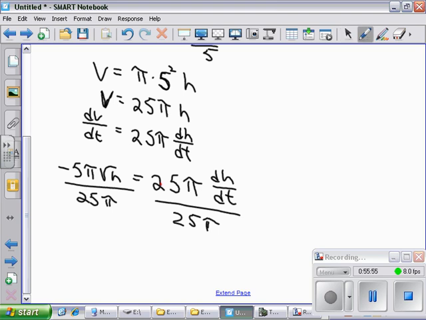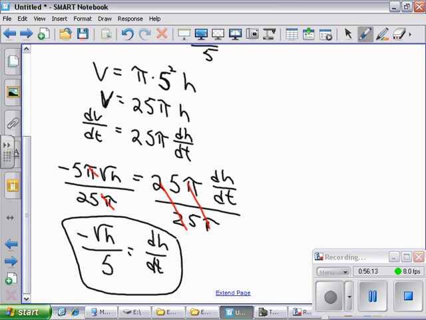And that cancels. And the pi's cancel. I might as well use the same color. And so we wind up with negative square root of h over 5, just like they promised it would be. Those show-that questions are awesome because you know what the answer is. You just show how to get there, okay?